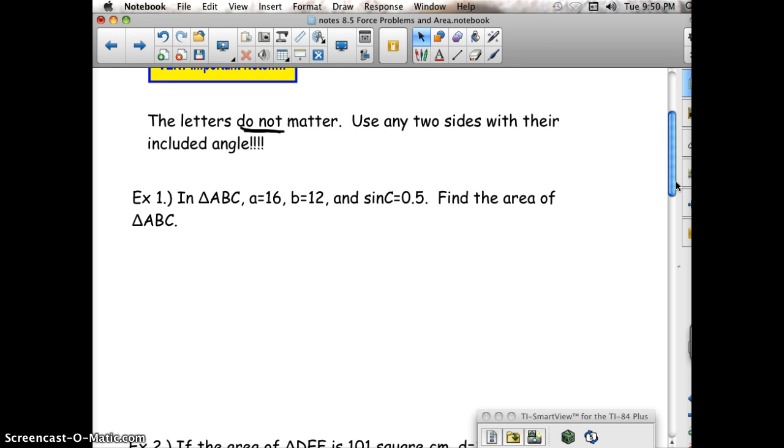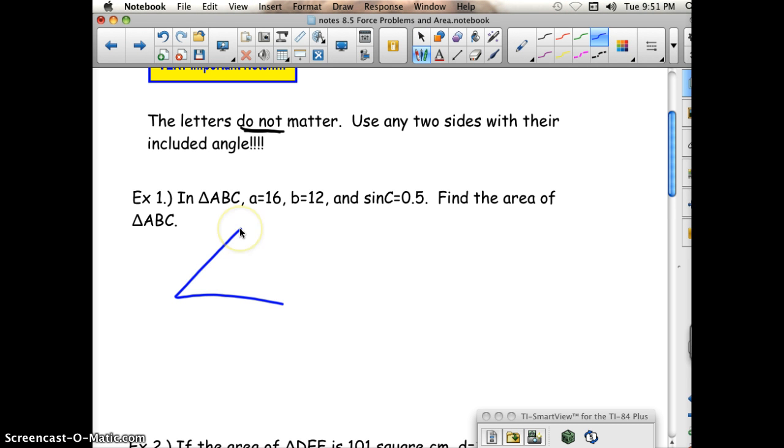All right, let's get started on our examples here. Triangle ABC. Again, not concerned about drawing this to scale. Just want to have a triangle with A, B, and C on it. What's important is that you label little a across from angle A, and little b across from angle B. So that's 12. Side b is 12. And they tell me that the sine of C equals 0.5.